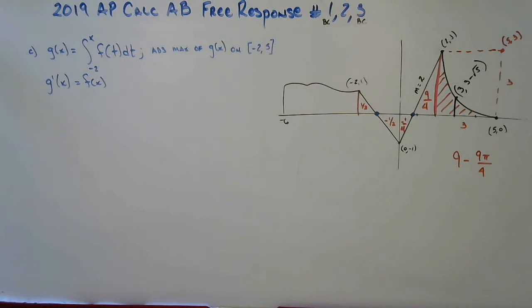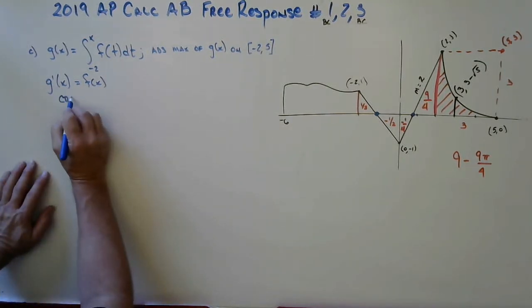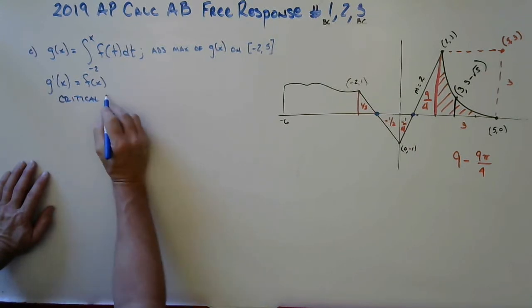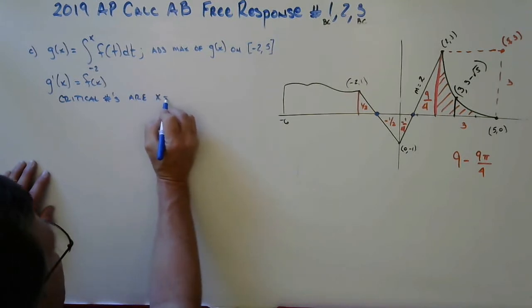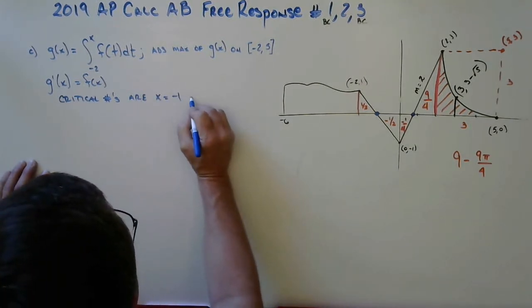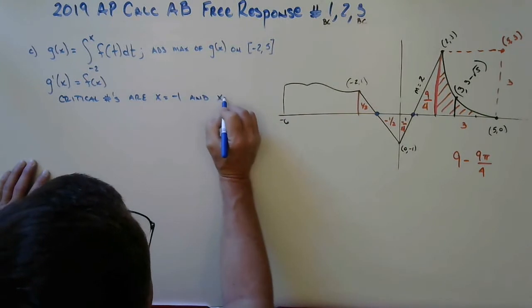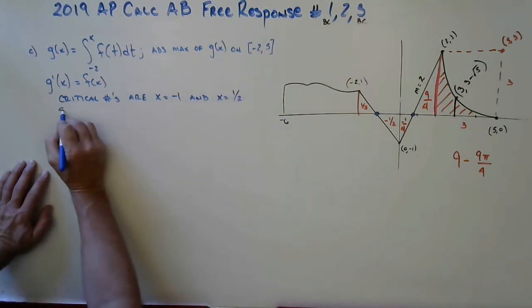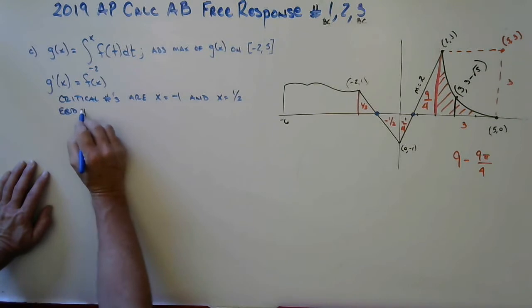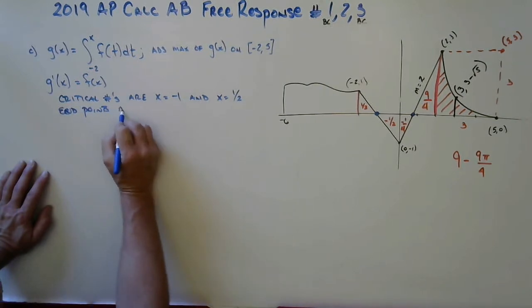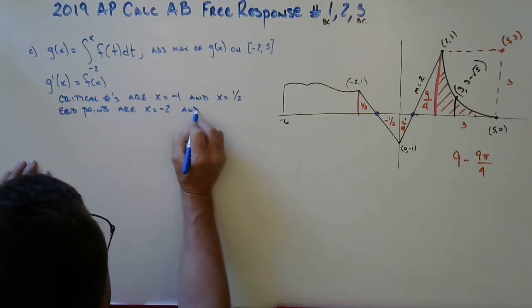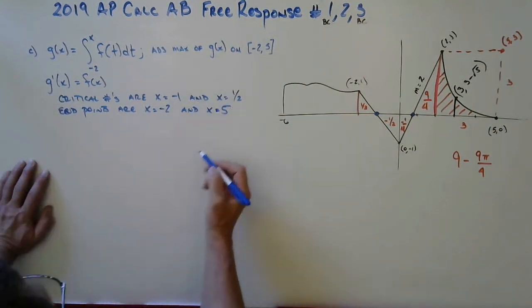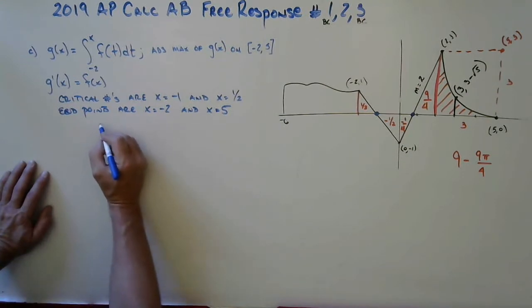Well, yeah, it equals 0 right here, and it equals 0 right here. Those are going to be two critical values for us. So our critical numbers are x equals -1 and x equals 1/2, and our endpoints are x equals -2 and x equals 5. So what do we need? We need a table.